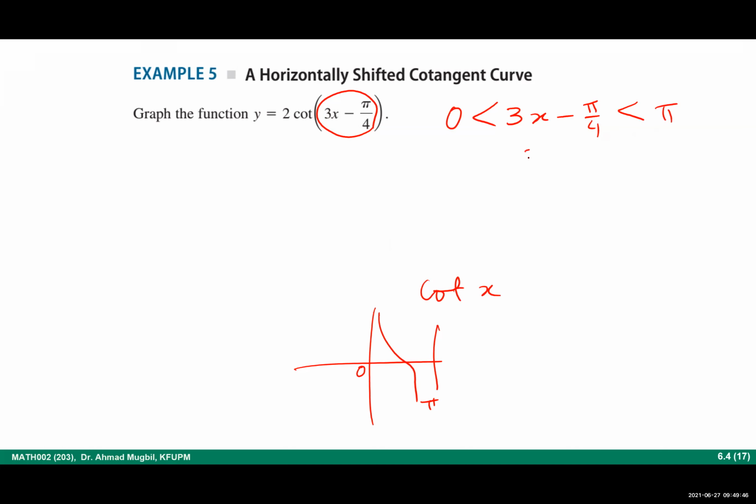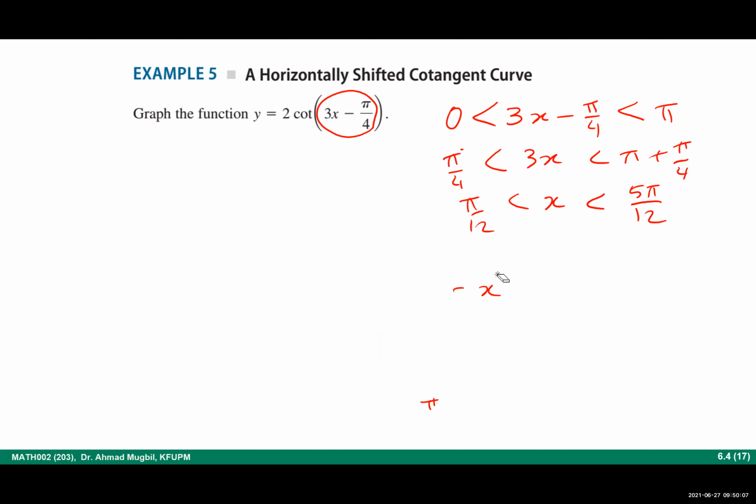You will solve it for x. You will solve it for x greater than pi over 4. Then you will divide by 3. So it will be 5 pi over 4. You will divide by 3. It will be 12. And this will be pi over 12. Now these are the first two vertical asymptotes. You will sketch the graph of the first part of cotangent between these two vertical asymptotes.